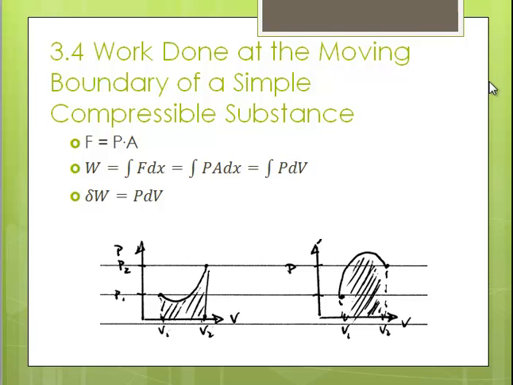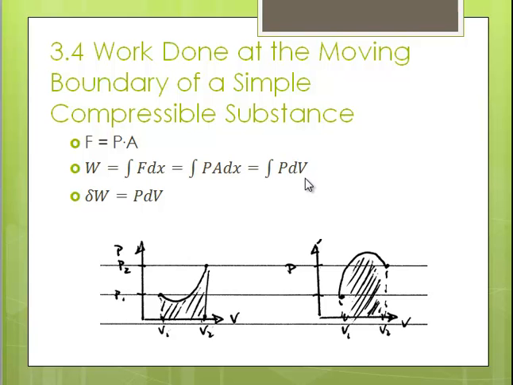All right, so when we left off, we were talking about work done at the moving boundary of a simple compressible substance, and we said that normally we say that work is the integral of F dx, going from, say, position 1 to position 2. But that's not really the sort of work that we usually are doing in our thermodynamics problems. So if we consider pressure to be force per unit area, then force is pressure times area, and that ends up simplifying to work as the integral of P dV.